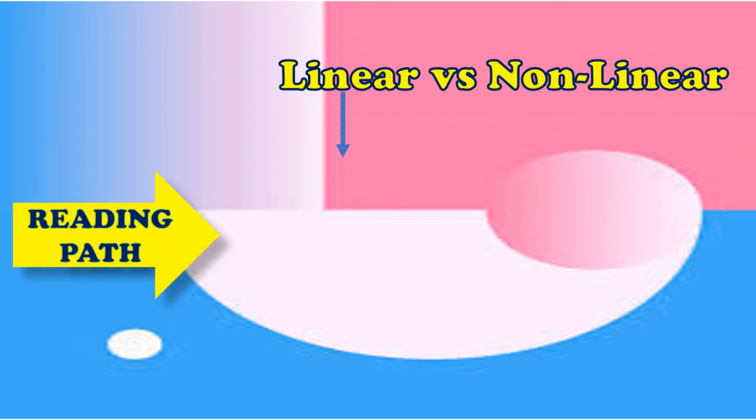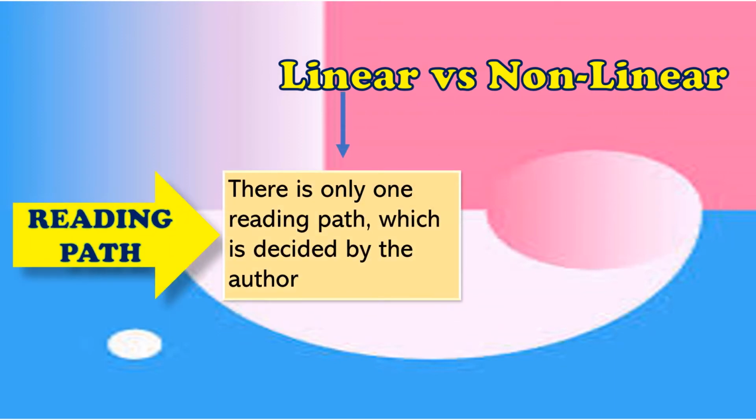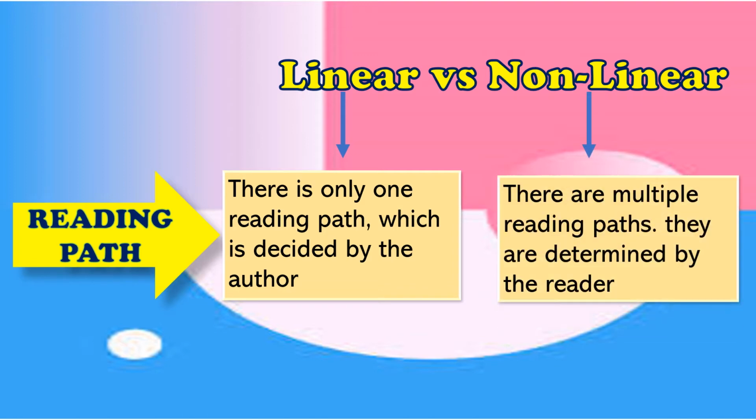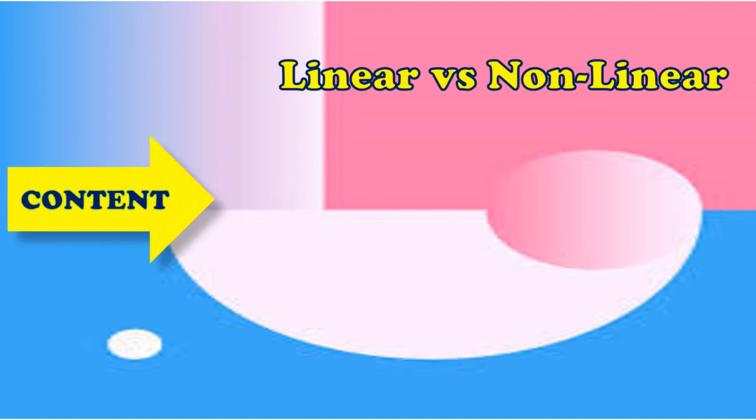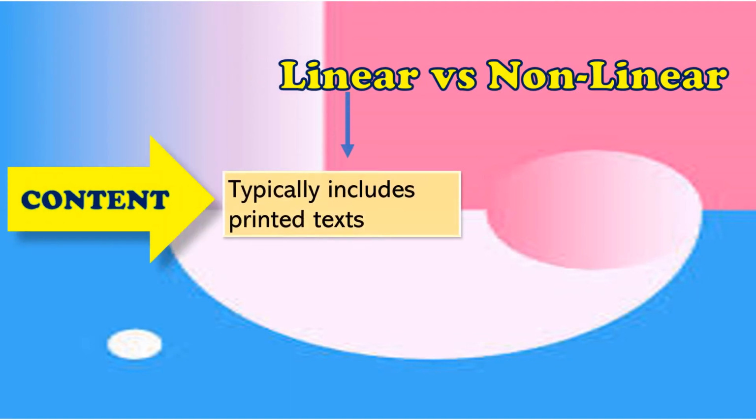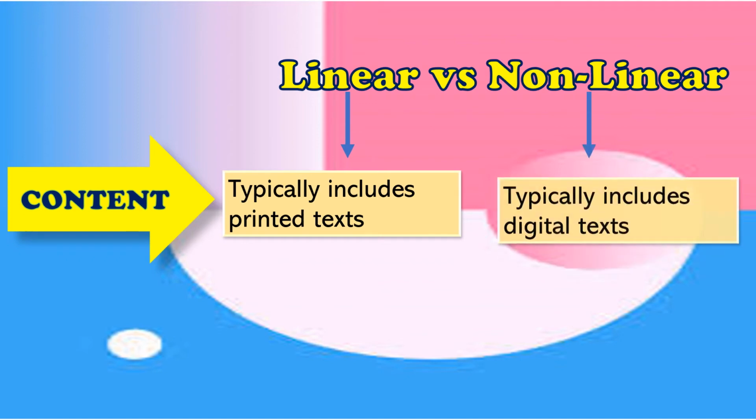Reading path. There is only one reading path, which is decided by the author. In nonlinear text, there are multiple reading paths. They are determined by the reader. The differences in content: linear text typically includes printed text. The nonlinear text typically includes digital text.